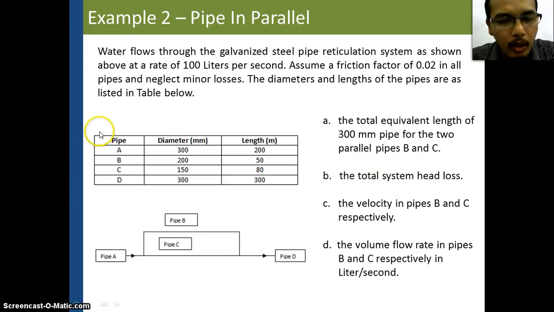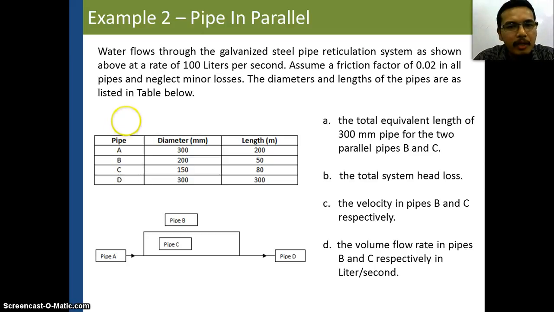So this was our topic for today, pipe in parallel and pipe in series. I just want to recap what we have learned: we need to simplify the pipe in series to a new pipe with one single diameter and one single length. Same for the pipe in parallel, we don't want to split the pipe. We need to change it to one single pipe. Okay, that's all for today.